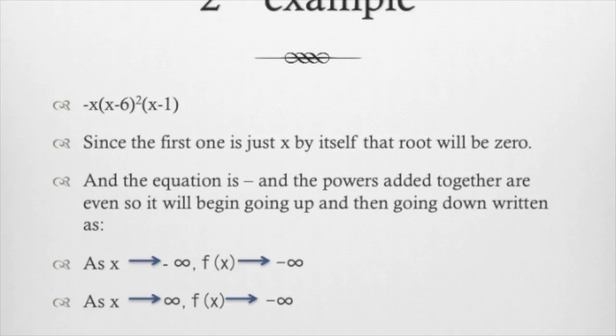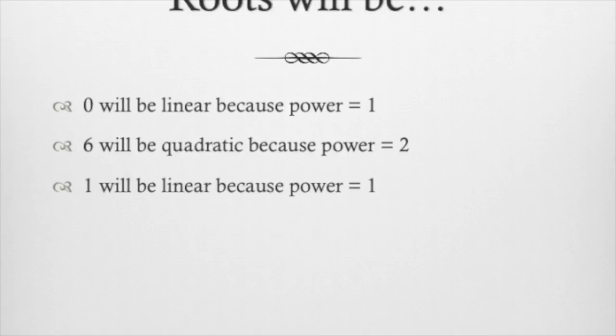Now, since the first one is just x by itself, that root will be 0, and the power for it will be 1. And the equation is negative, and the other powers added together are all even, so it will start going up and then going down, and it will be written like this for the end behavior.